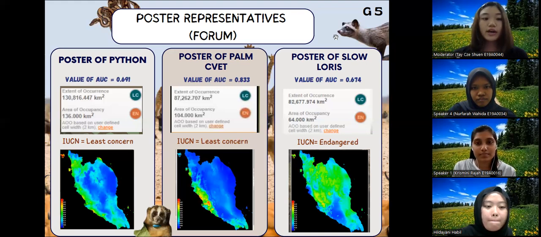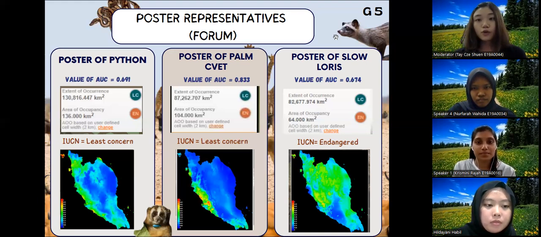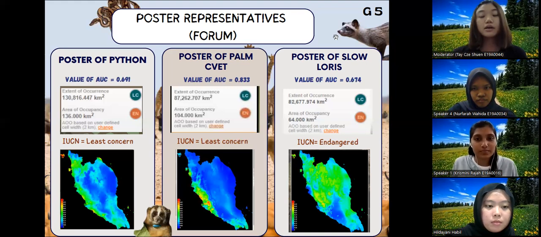As we already know and understand the meaning of every important term and the methods of conservation assessment, we will then start to discuss the ENM model, which is represented in a map generated from Maxent for these three species. So does anyone have questions regarding the map?